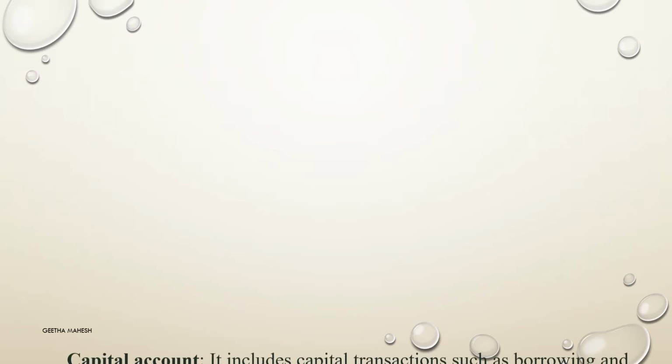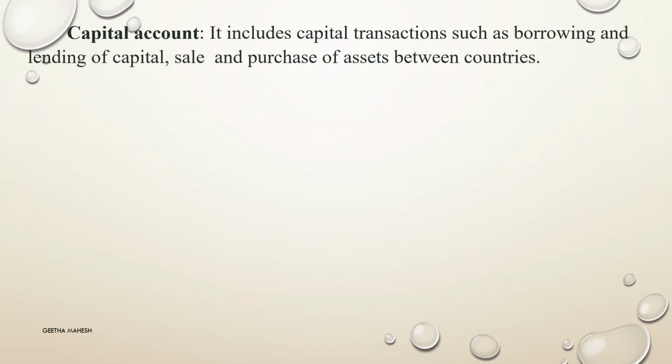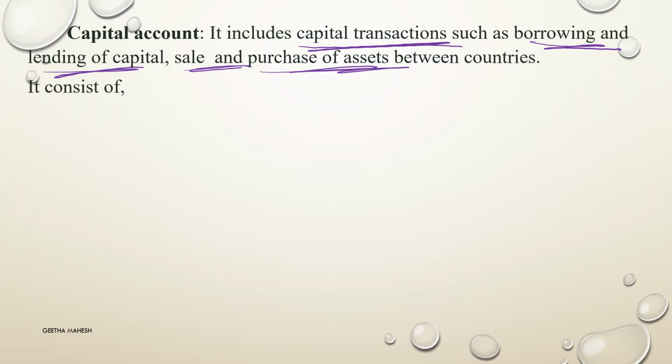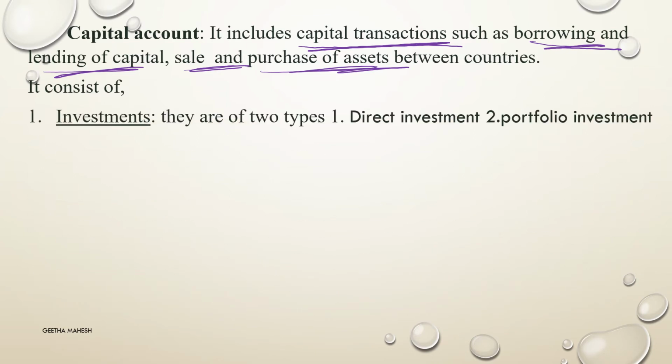The second one is capital account. Capital account includes capital transactions. What are capital transactions? Borrowing and lending of capital or sale, purchase of assets between the countries will be considered or discussed under capital account. Capital account also consists of three things. The first one is investment. Investment are of two types.